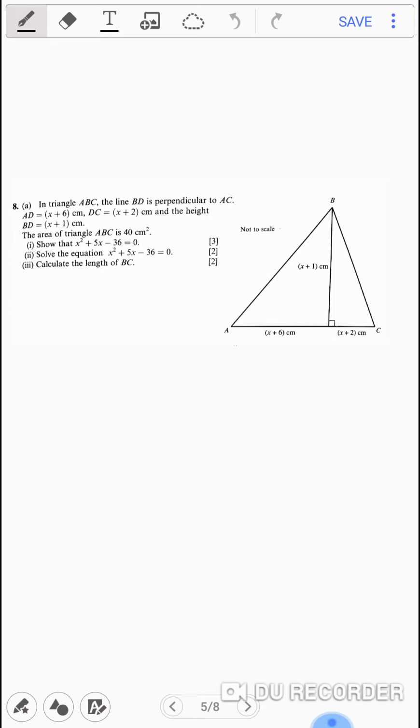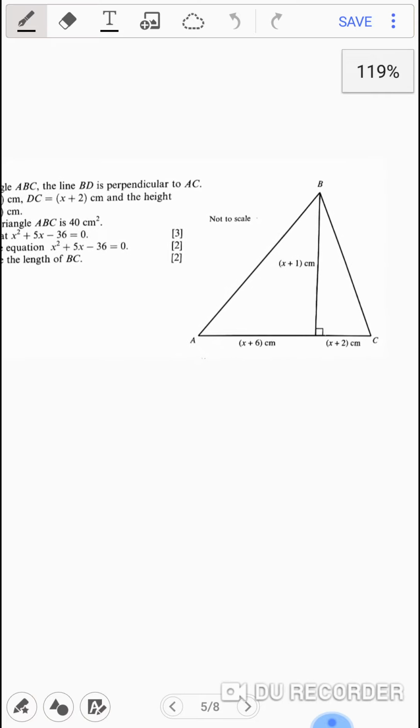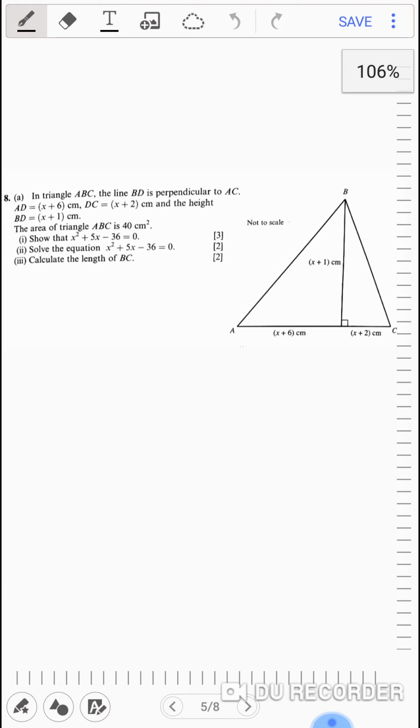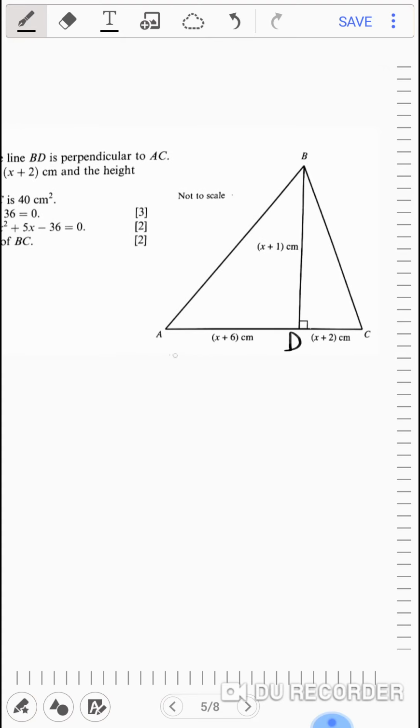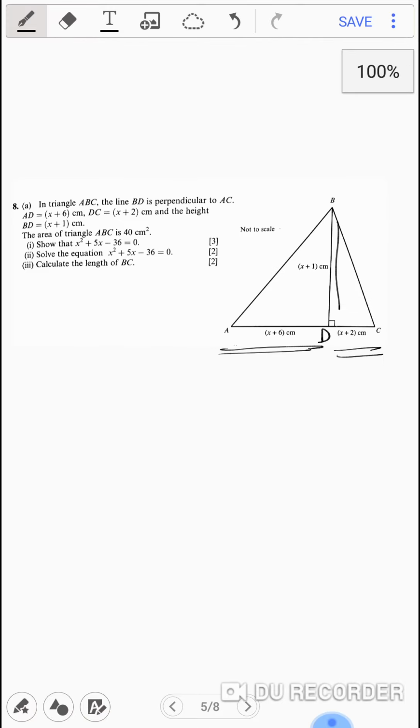Next is in triangle ABC. It's a triangle ABC, yes. BD is perpendicular and BD value is given as x plus 1. AD is given as, I'll put it here as D. So you have AD as x plus 6, DC as x plus 2 and BD as x plus 1. You have to find x, and the area of triangle is given as 40.